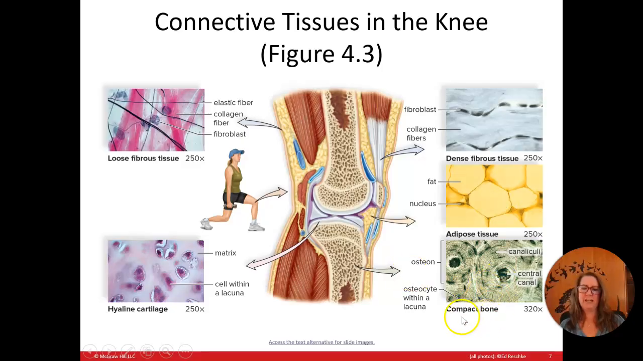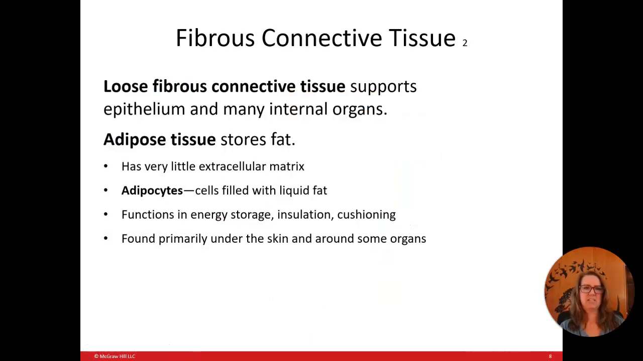And then lastly here we have bone tissue. So we have the cell, osteocyte, in its little space, and we see that it's all connected together to form this bone. So those are the connective tissues of the knee. Now we want to move on a little bit.